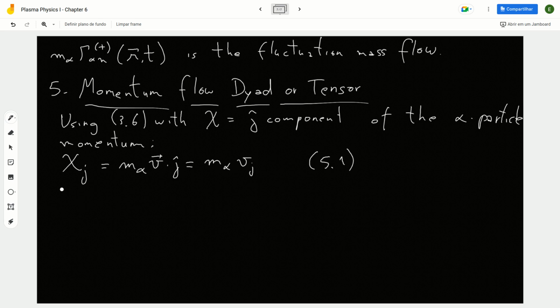All right, then we'll define the momentum flow, the j component. So this is for alpha particle in the j. This is the j component of the momentum. In what direction? In the n direction. n is the direction of a normal direction. So we'll have a flow volume.